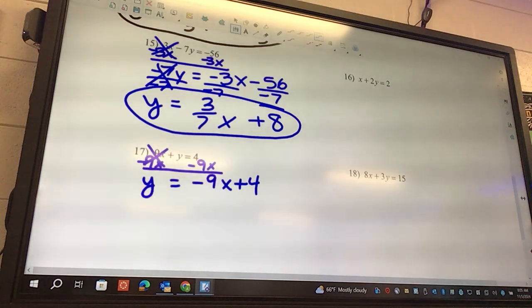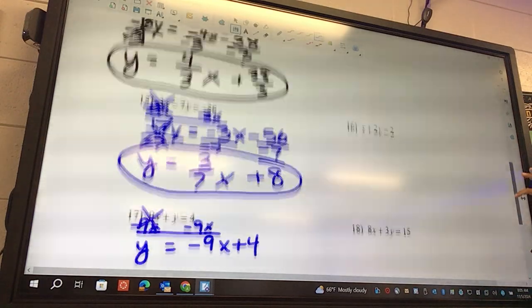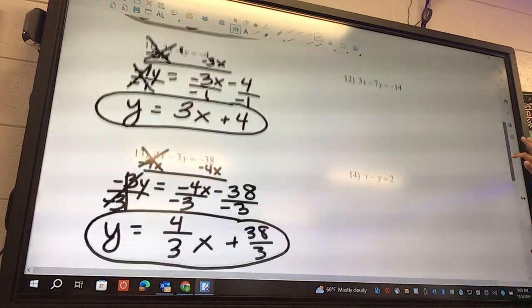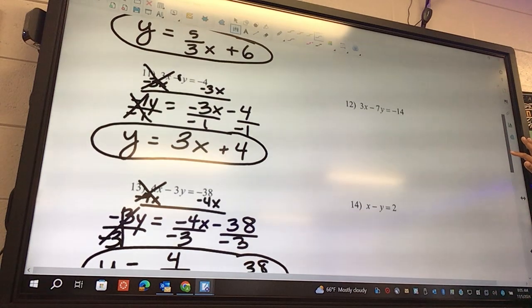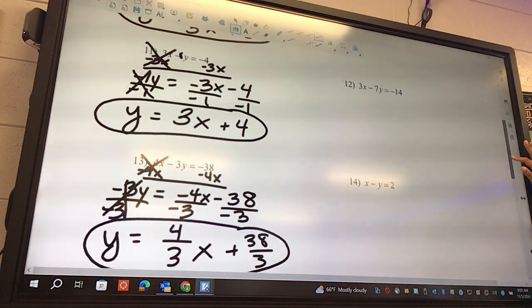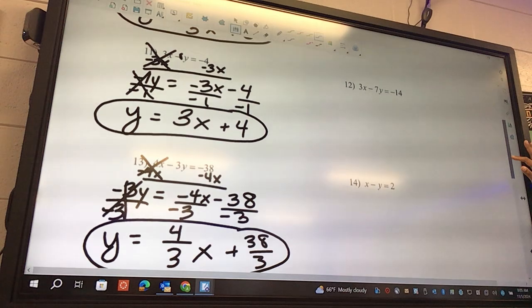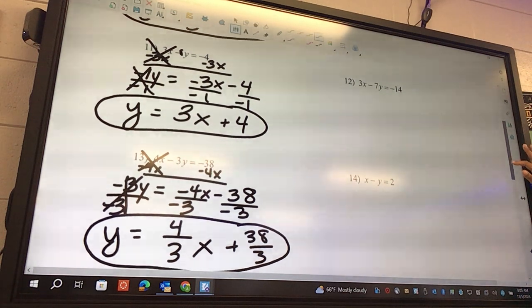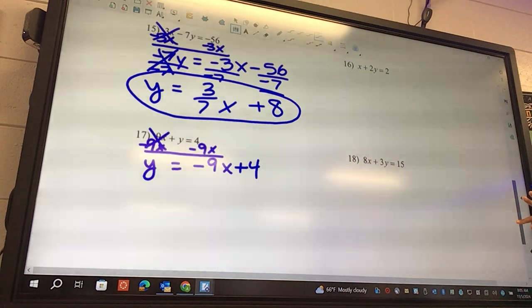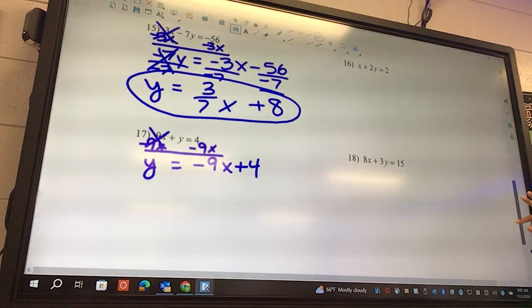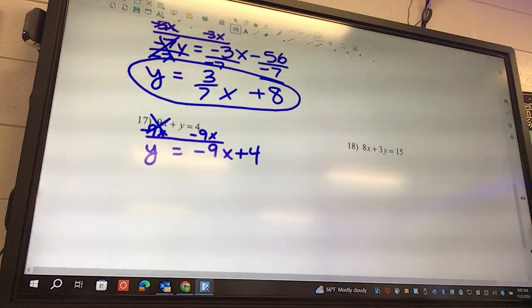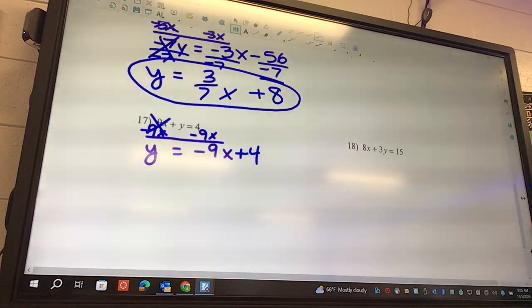Okay, so, pause. There is a difference between this one and 11. See how in 11 there's a minus in front of the y? So it has a minus y, negative 1. On this one, the y says plus y. So when there's a plus y, you don't have to put the 1 in front and divide. However, you can.